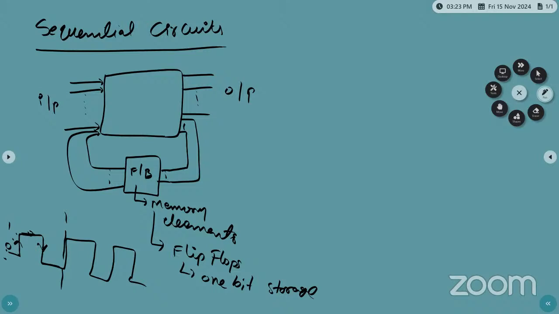So those circuits are called sequential circuits. Now, different types of sequential circuits are there: flip-flops, counters, registers. What is a register? A register is a collection of flip-flops. What is the flip-flop size? 1 bit.